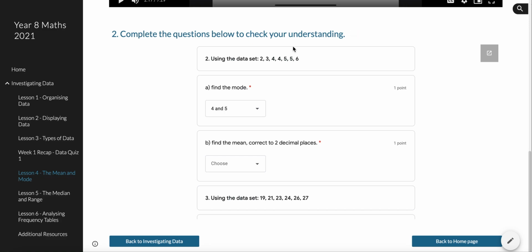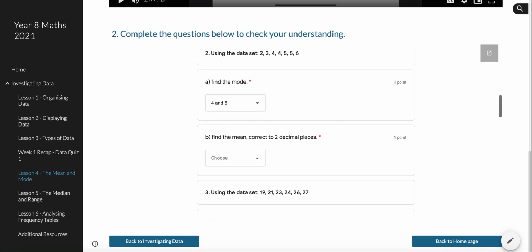So once we've added them all up, we get 29. We divide that sum by 7, and we end up getting, well, it says correct to 2 decimal places, so we need to round it off. So I get 4.14.